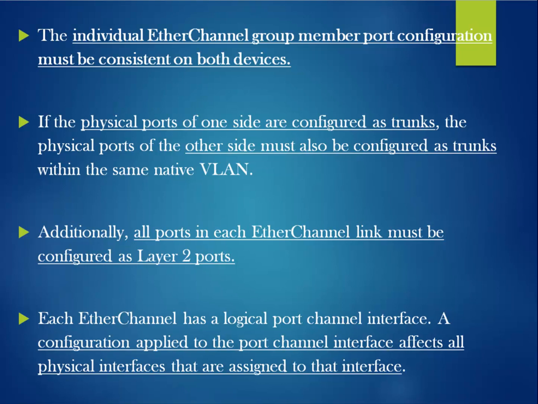In order to maintain consistency, if the physical ports of one side are configured as a trunk, automatically the other side should also be configured as a trunk. This is what we discussed in the previous point. The same type of configuration you have to do on both ends, that means on both devices. Then all the ports in the EtherChannel link must be configured as Layer 2 ports. This is very common.